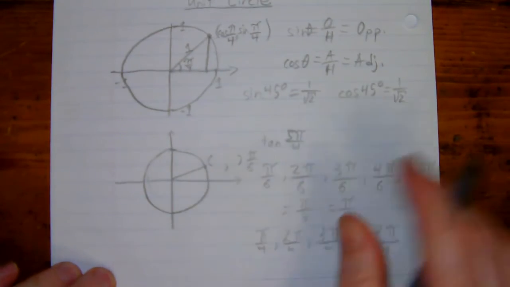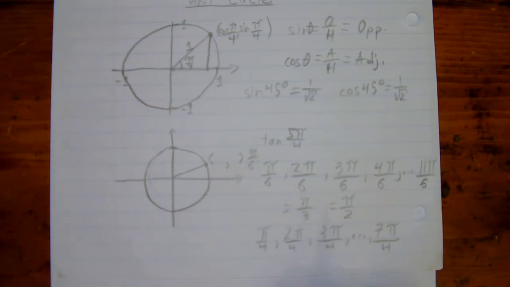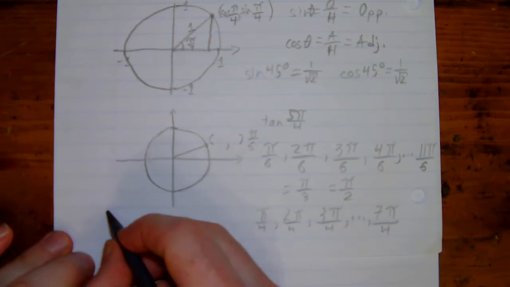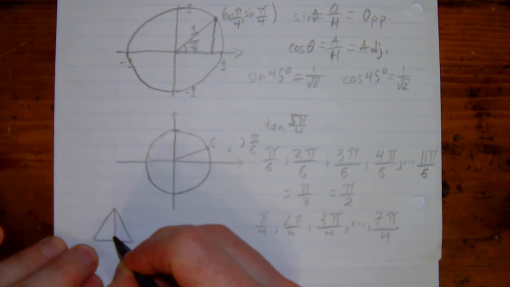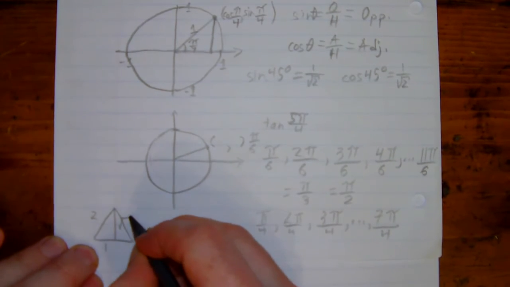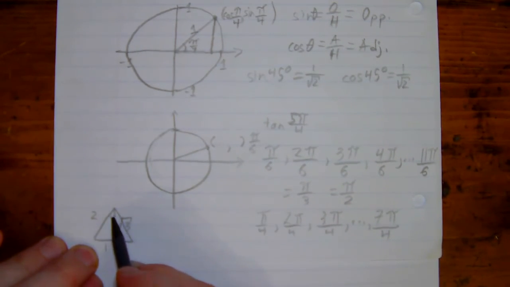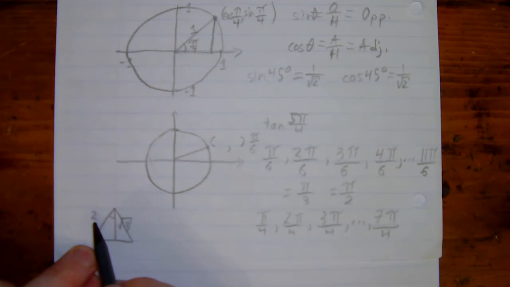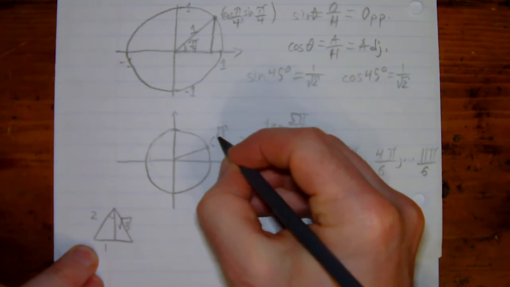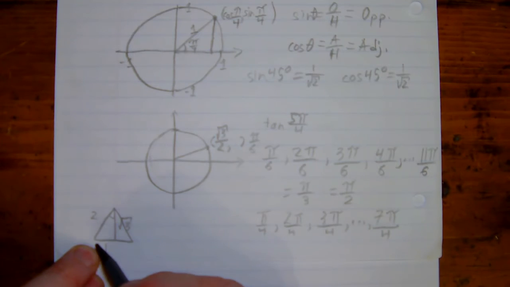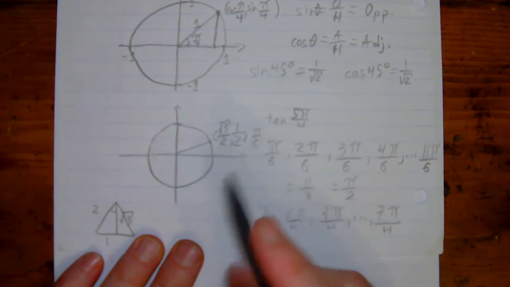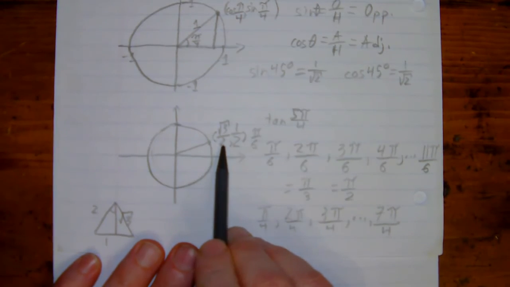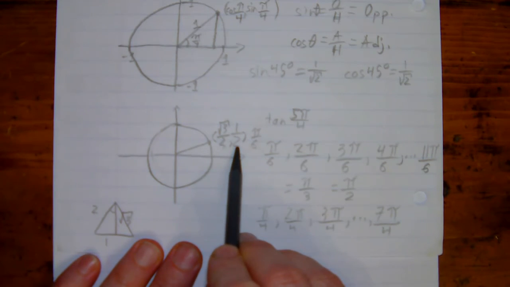If you're having trouble remembering these things, you can always use the special triangles. So for pi by 6, we're talking about the equilateral triangle cut in half, 2, 1, root 3. So there's pi by 6, or 30 degrees. Cosine of that is going to be adjacent over hypotenuse, so root 3 over 2. And the sine of that is going to be opposite over hypotenuse, so 1 over 2. So now I have pi by 6. I can see that the cosine is root 3 over 2, the sine is 1 over 2.